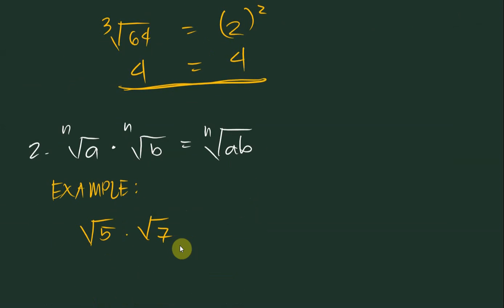Okay, so another one, we have here the nth root of a multiplied by the nth root of b is equal to the nth root of ab. So let's say for example we have the square root of 5 and we also have the square root of 7. They both have the same index, which is 2. So from that property, we can say that this is equal to the square root of 5 times 7, which is also equal to the square root of 35.